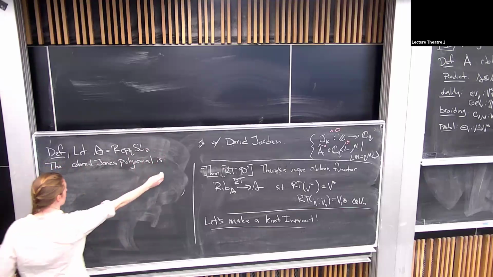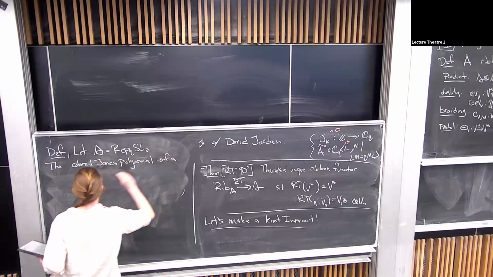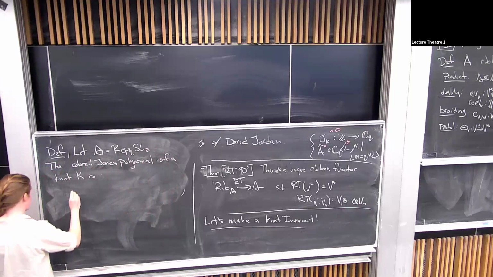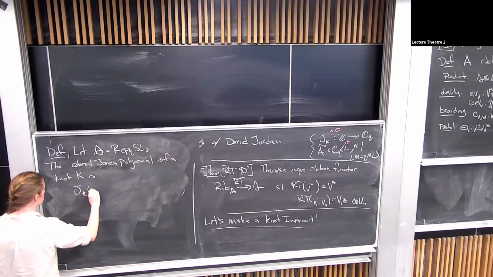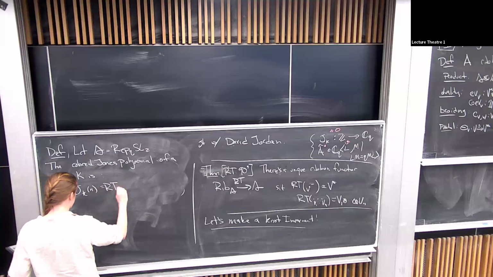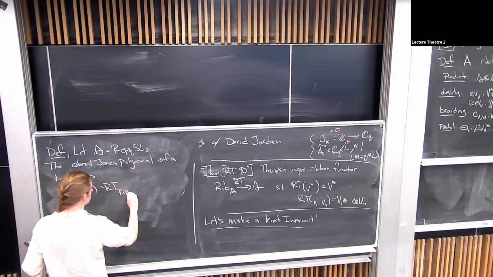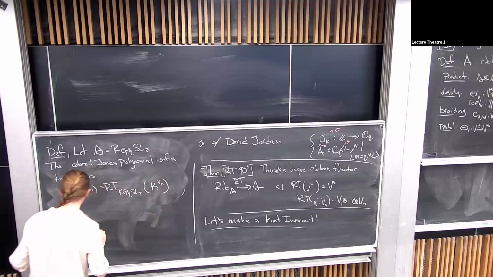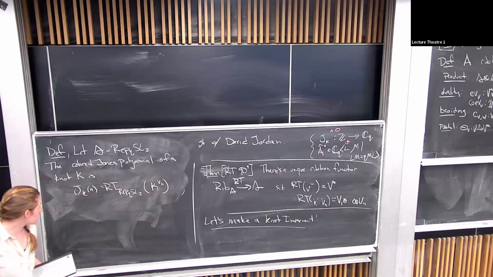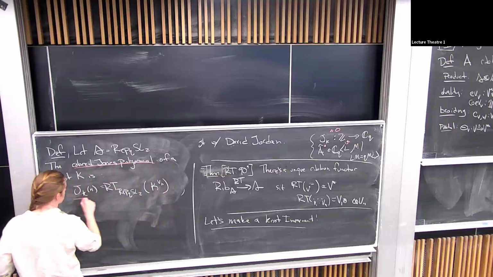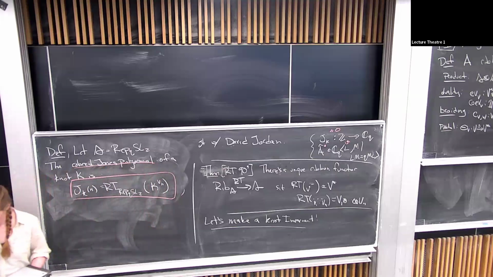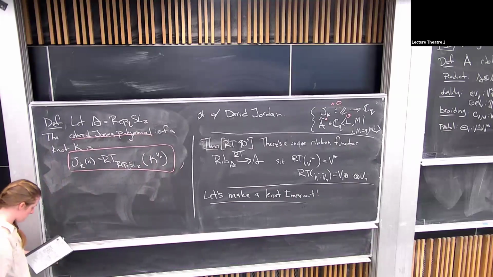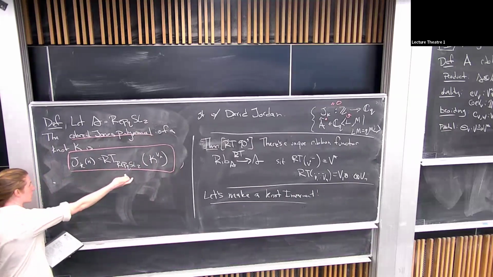So the colored Jones polynomial of a knot K is exactly the function in n, and it's given by this Reshetikhin-Turaev functor of my knot colored by V_n. So this is my definition. I'll make a box. So I want to unpack this some. What's going on in this construction?